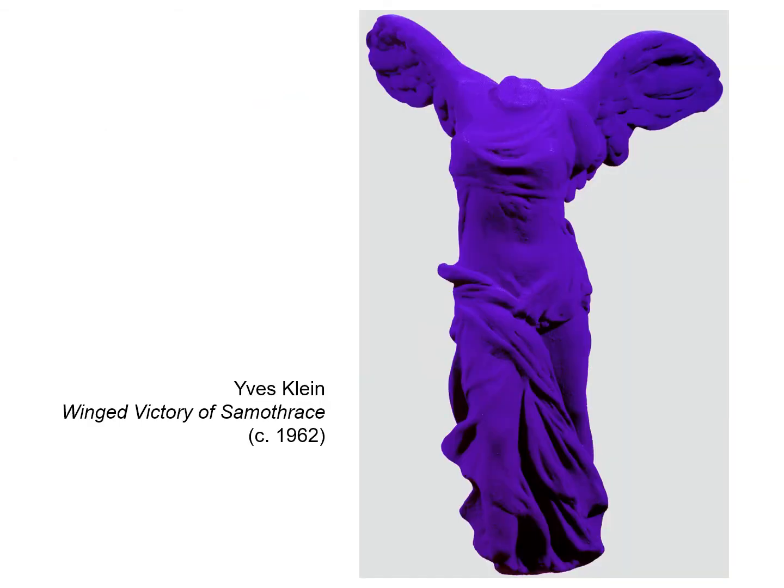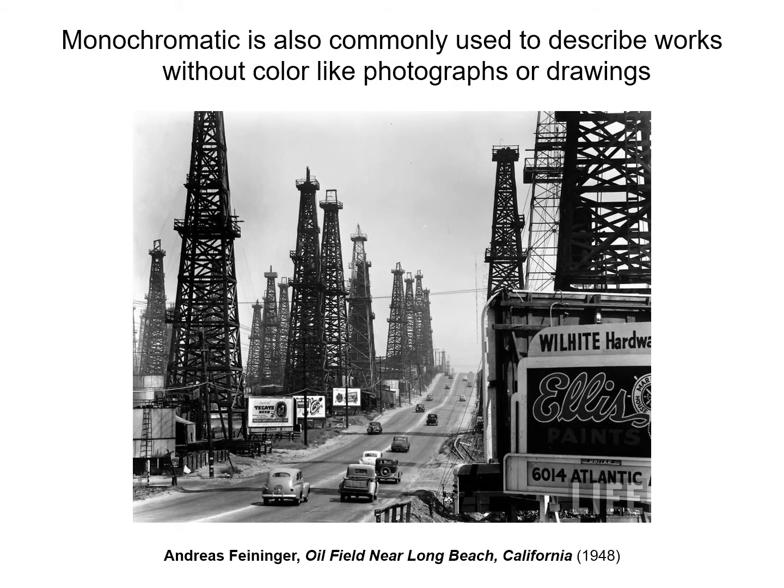This work by Yves Klein is absolutely a monochromatic work. The blue chosen by Klein, which he uses in many of his works, became so identified with the artist that it was trademarked as Yves Klein blue. Ironically, the term monochromatic, which remember means one color, is also applied to works that are achromatic, without color. So oftentimes when looking at photography or drawing, we see that art historians will refer to these works as monochromatic.